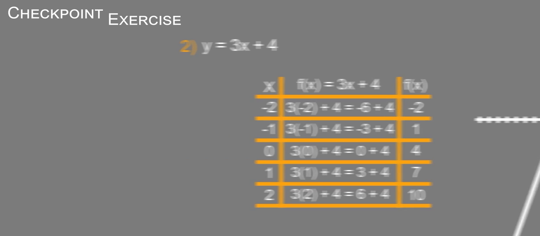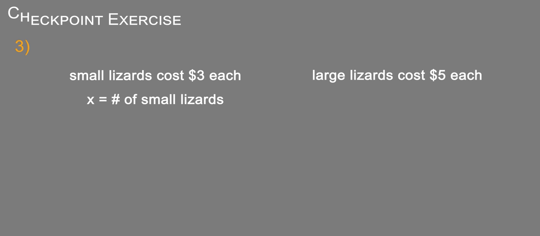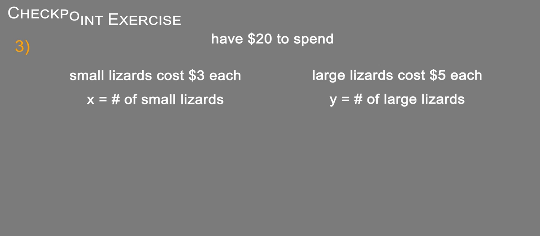Now with number 3, we are told that at a local pet store, small lizards cost $3 each, large lizards cost $5 each. Let x equal the number of small lizards, and y represent the number of large lizards. And we're told to determine a function of the number of large lizards you can purchase if you have $20.